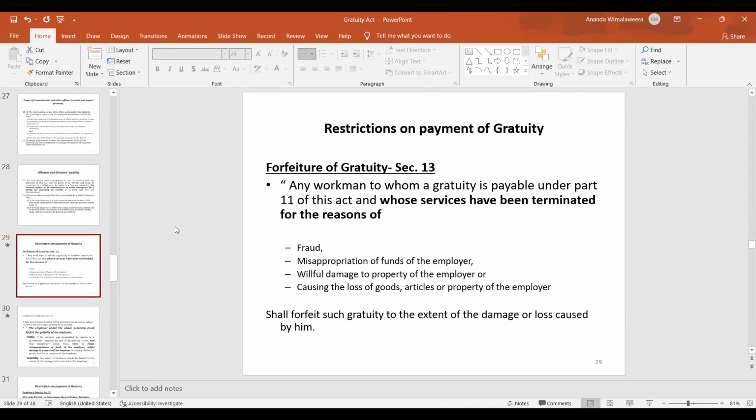So, ladies and gentlemen, if you do something wrong as a worker, like fraud, misappropriation of funds, willful damage to the property of the employer, causing the loss of goods, articles or property of the employer, then the gratuity equivalent to the amount of damage can be held or forfeited from your gratuity. If you commit such a wrong, the employer has the right to withhold and deduct from your gratuity an amount equal to that damage. Is that clear? Yes, sir.